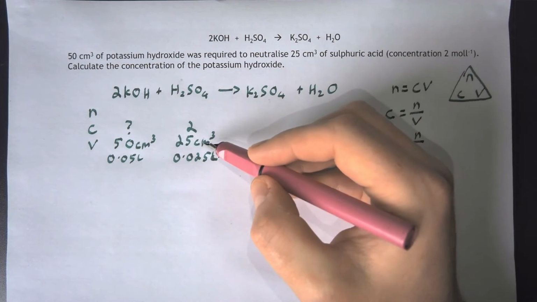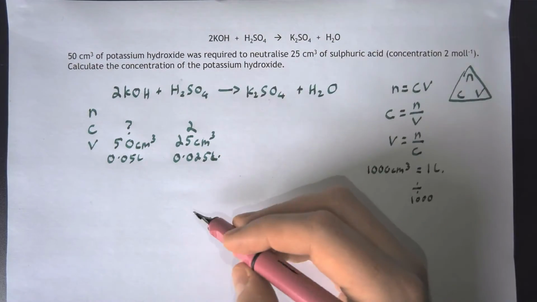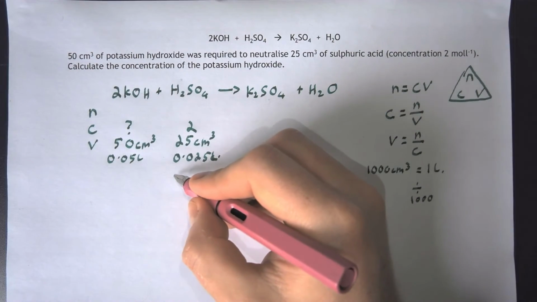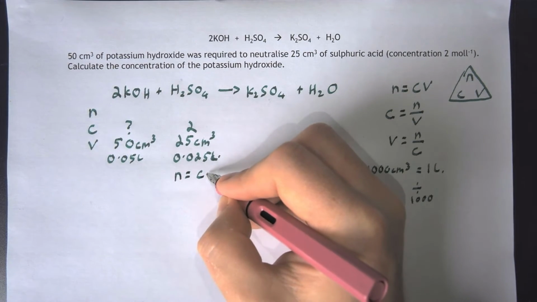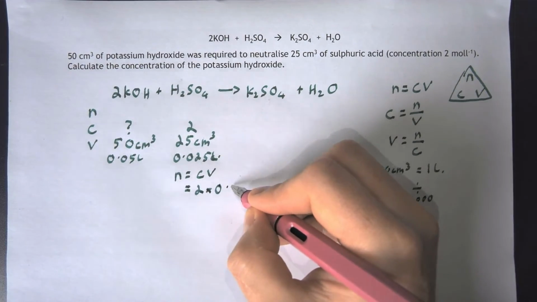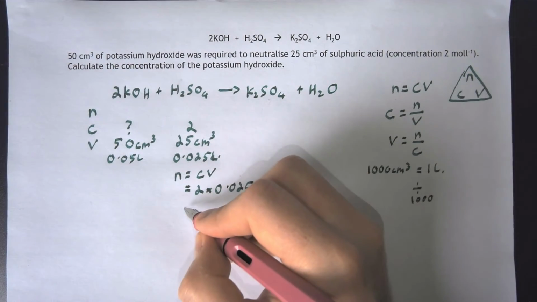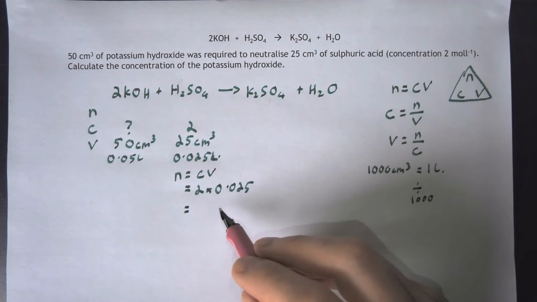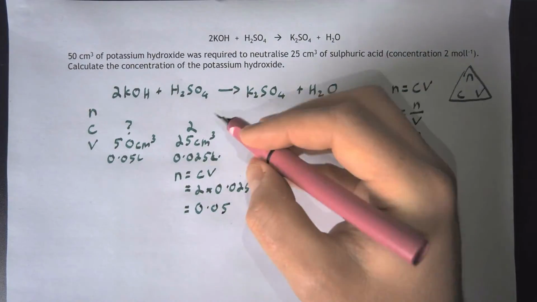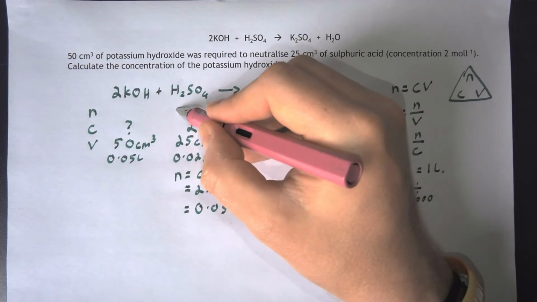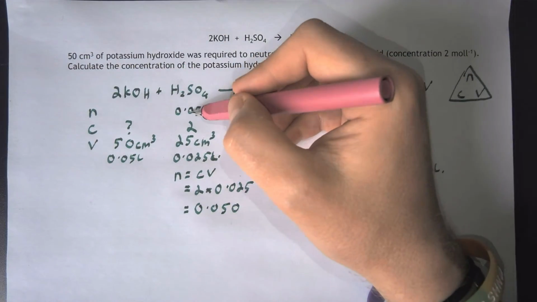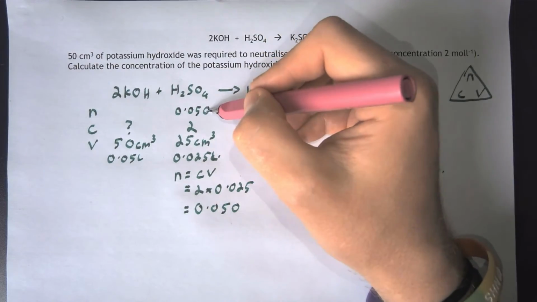I know that I have got a volume and a concentration for the sulfuric acid, so therefore I can calculate the number of moles. I can do that using this formula here. So I'm going to go number of moles equals concentration times volume, and that is equal to 2 times 0.025. You can use a calculator if you like, but if your mental maths is up for it, then you can say that that answer is 0.05 moles, 0.050 if you really want. So I'm now putting that into my wee grid here. So the number of moles sulfuric acid is 0.050.